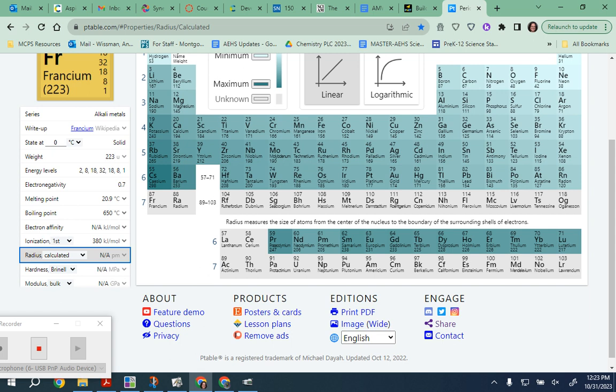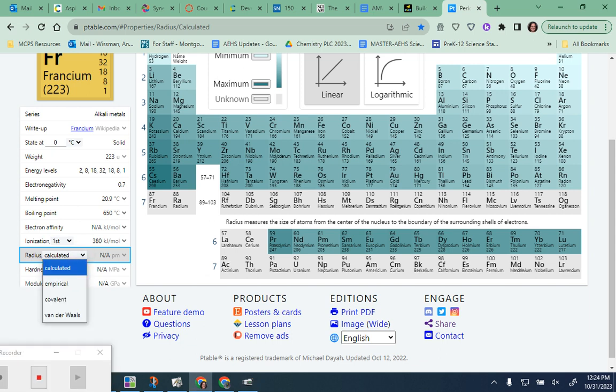If you look carefully here, you'll notice that there's a drop-down menu for radius, and there are several options. We can have calculated radius, empirical radius, covalent radius, van der Waals radius. That is because we can't always have two atoms stuck together and measure the distance between their nuclei. Things get more complicated when we get into the metals and also when we get into the noble gases, because remember that helium, neon, and argon never bond with anything. So we can't get a bonding diameter for those because they don't bond.